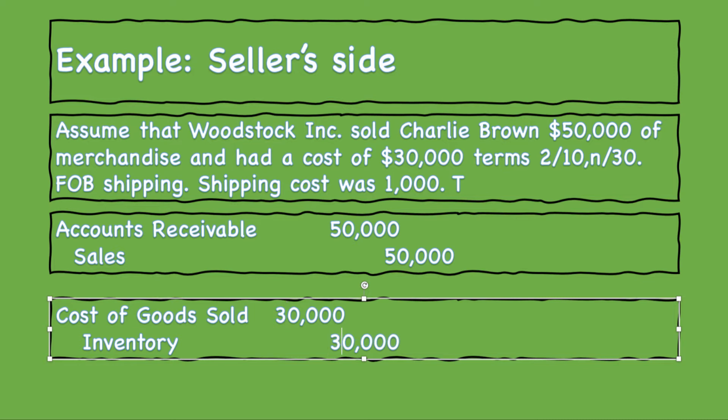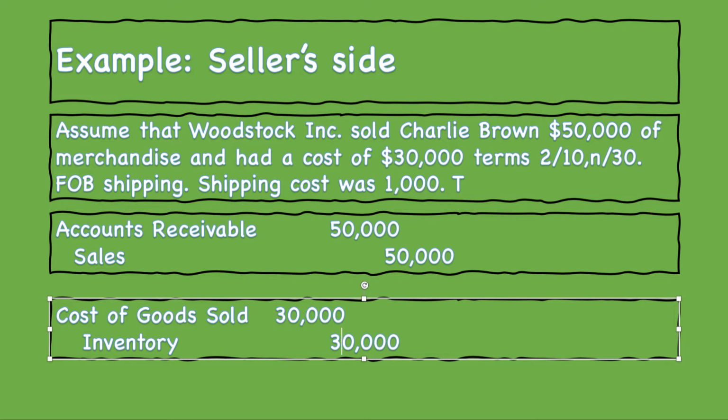Okay, so first thing we're going to do as Woodstock Incorporated is we're going to book the sale. We're going to debit accounts receivable. Why accounts receivable? Well, because we're offering credit terms, right? We gave merchandise to Charlie Brown with the promise of Charlie Brown to pay us. So we have a right to receive cash or payment, okay? So that's why we're debiting accounts receivable, crediting sales. That recognizes the sales portion.